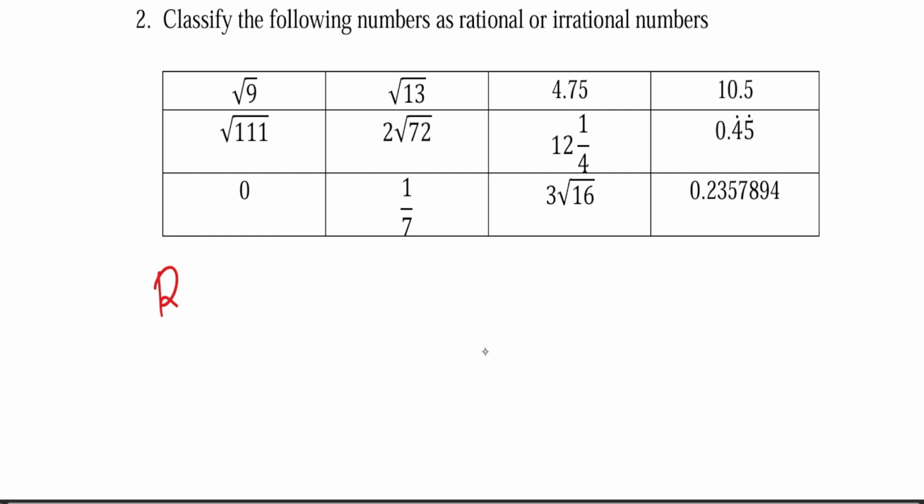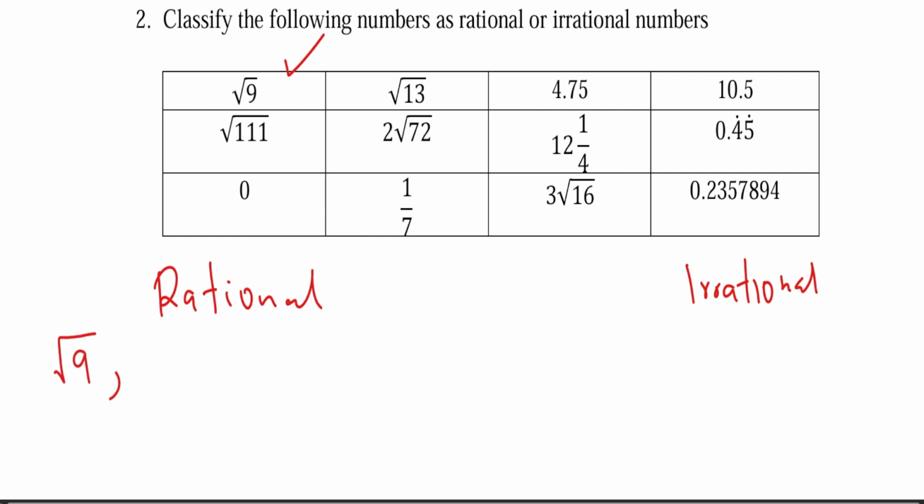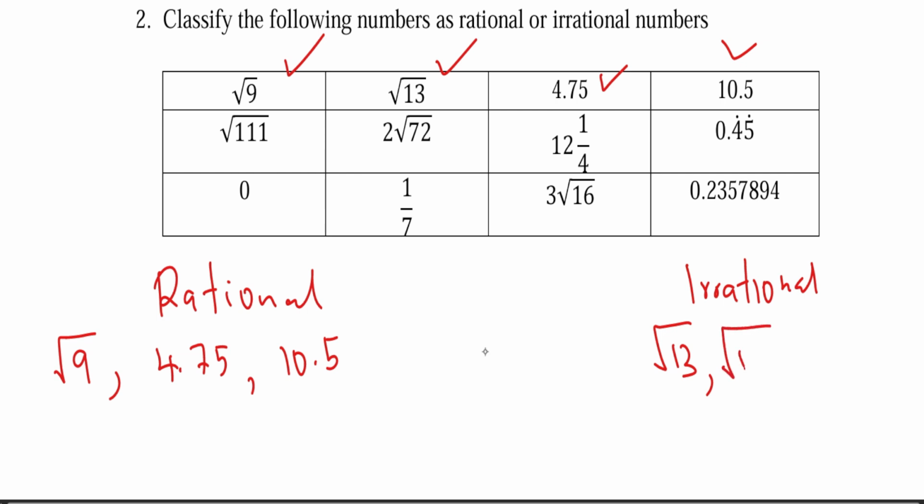Now let's find the rational numbers, and then search for irrational numbers as well. A rational number is like root 9, because root 9 gives you 3, so it doesn't have many decimals. Root 13 cannot be a rational number, so obviously root 13 is an irrational number. 4.75 is a terminating decimal, so it is a rational number. 10.5 is also a terminating decimal. Root 11, if you put it in your calculator, gives you very many decimals, so it is an irrational number.